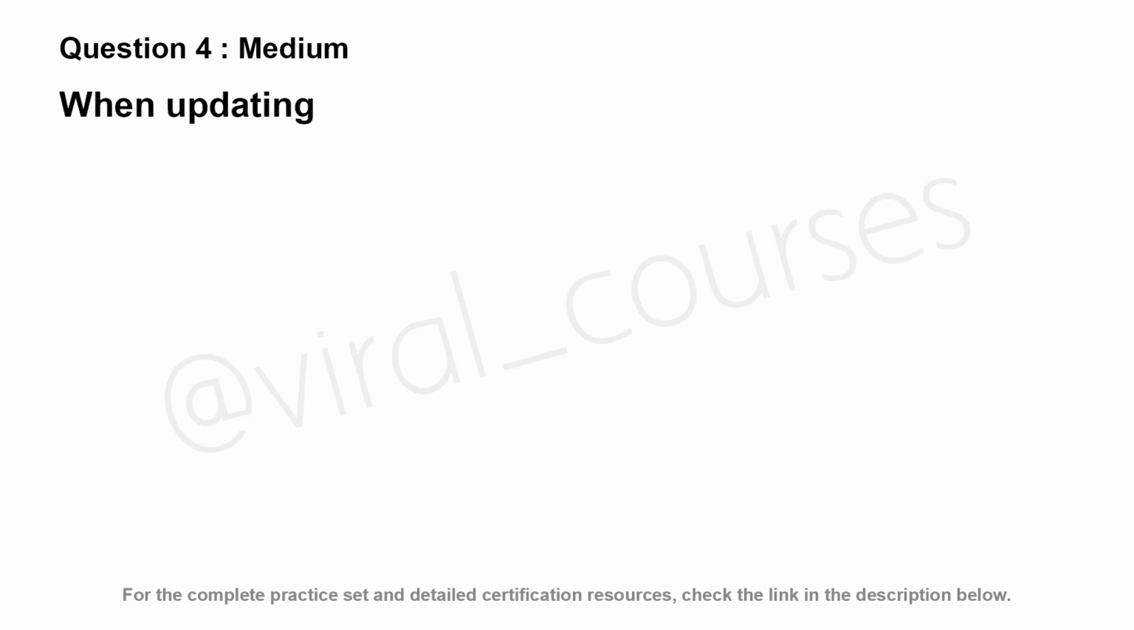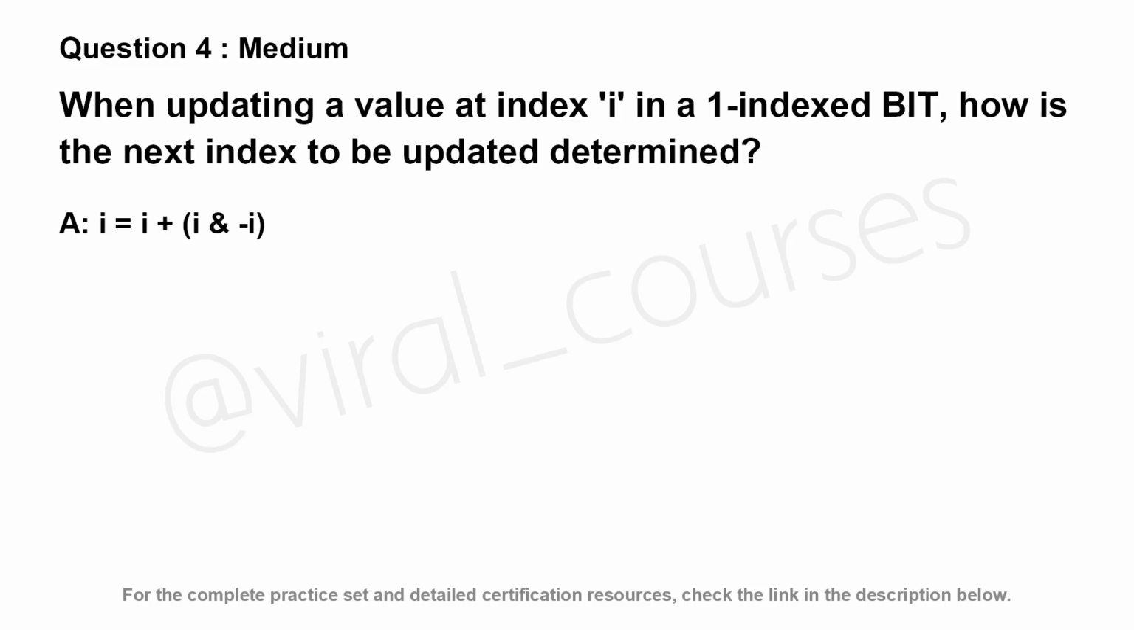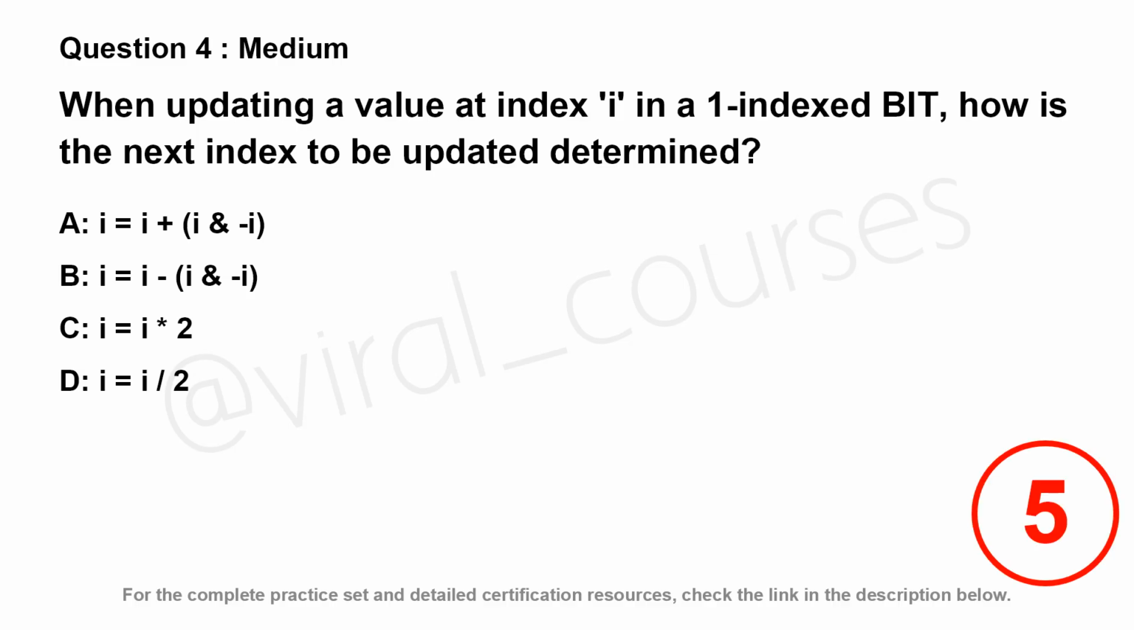When updating a value at index i in a one-indexed BIT, how is the next index to be updated determined? Option A, i = i + (i & -i). Option B, i = i - (i & -i). Option C, i = i * 2. Option D, i = i / 2.